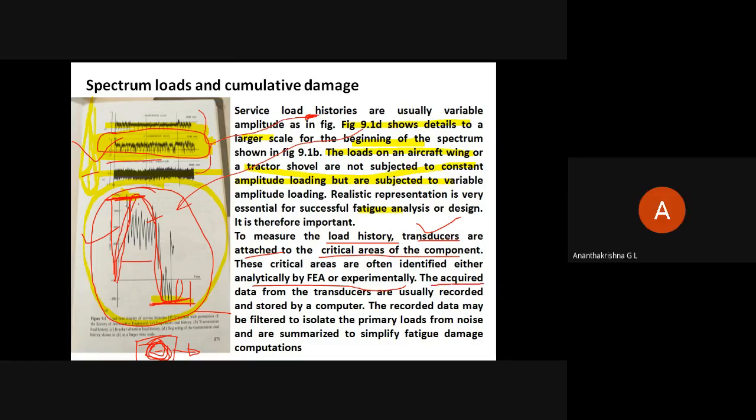The acquired data from transducers are usually recorded and stored by a computer. All these can be extracted into our laptops. The recorded data may be filtered to isolate primary loads and noise, and summarized to simplify the fatigue damage analysis. That is, using certain filters, such as high frequency filters or band pass filters, we can eliminate unwanted frequencies and keep only those which are required for our analysis.